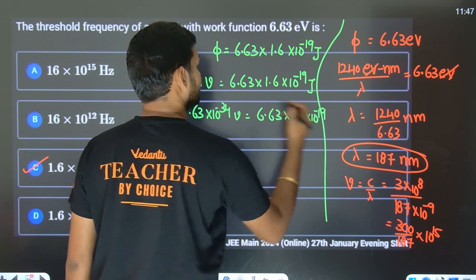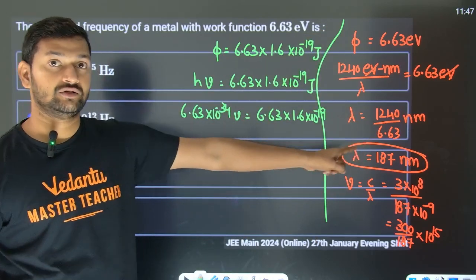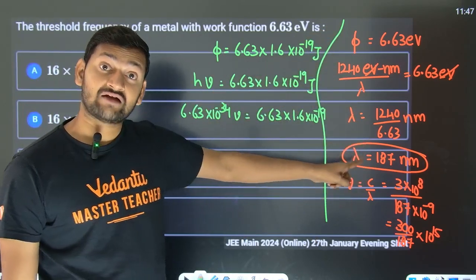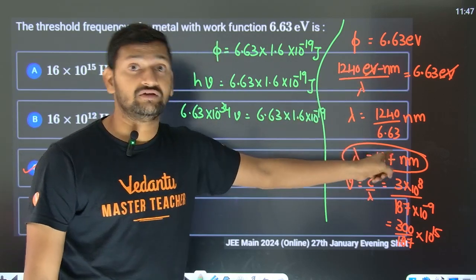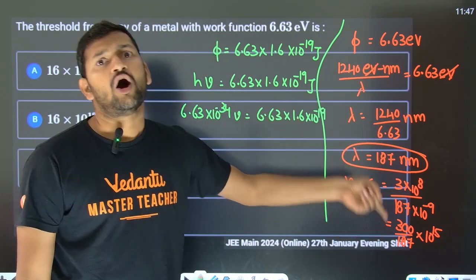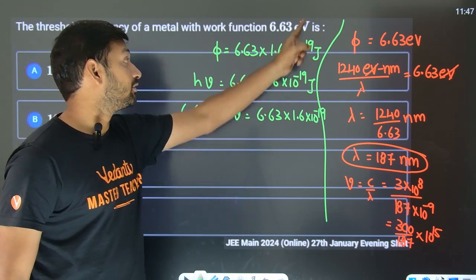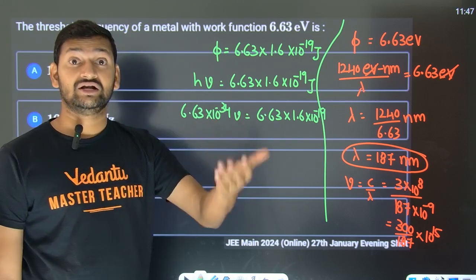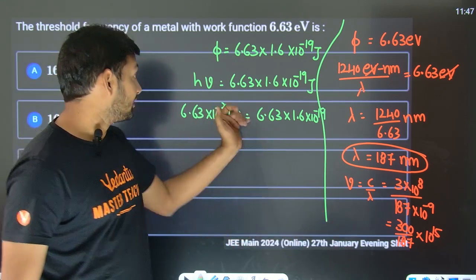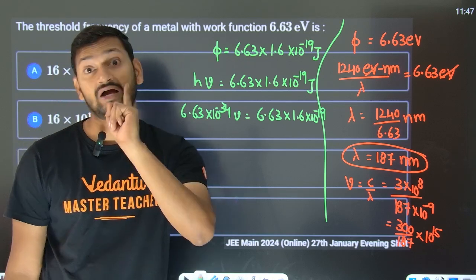But sir, why did you do it in both ways? I'm just trying to show you that if they have asked for threshold wavelength, this is how you proceed. If you get the threshold wavelength, you can get threshold frequency also. Or directly you can start with the frequency one, but keep in mind that electron volts should be converted to joules, because when you put h in its SI unit form, the energy should also be in SI units, which is joules. That conversion you have to keep in mind.